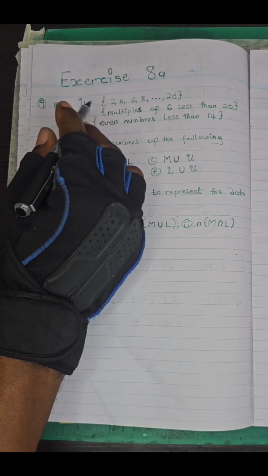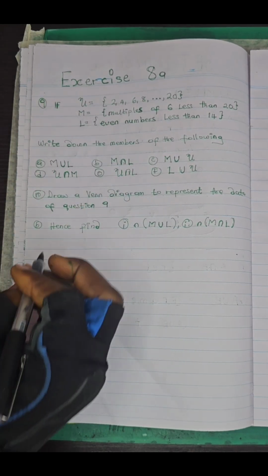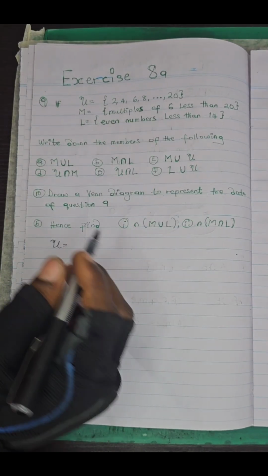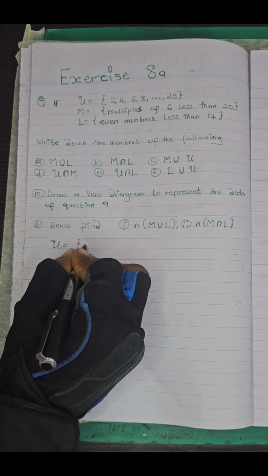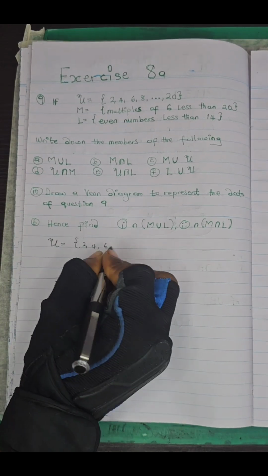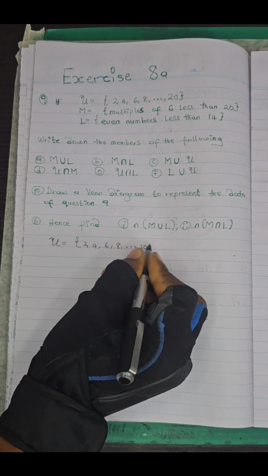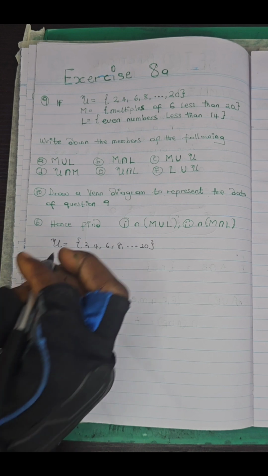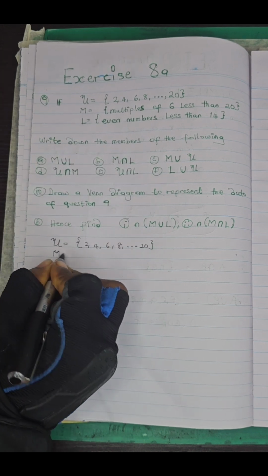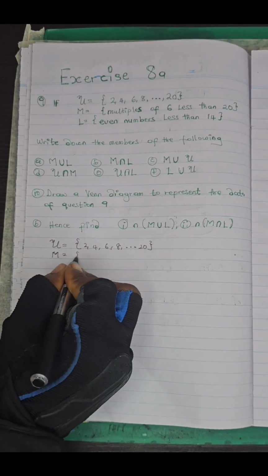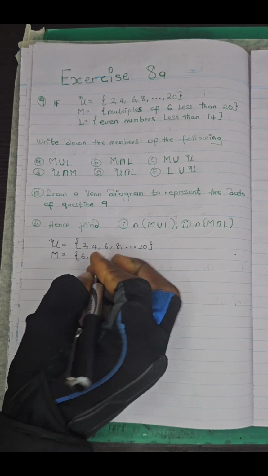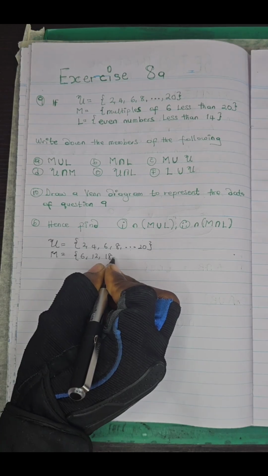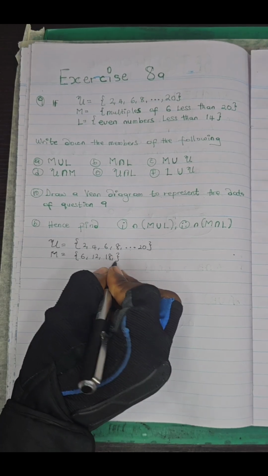Before we start this, let's write out all this again. We have the universal set to be 2, 4, 6, 8, ... 20. You simply know what this means. It means 10, 12, 14, 16, 18 to 20. Then M, the multiples of 6 less than 20. So the first multiple of 6 is 6 times 1, which is 6. 6 times 2, which is 12. 6 times 3, which is 18. 6 times 4 is 24, which is already greater than 20. So we're going to stop here.